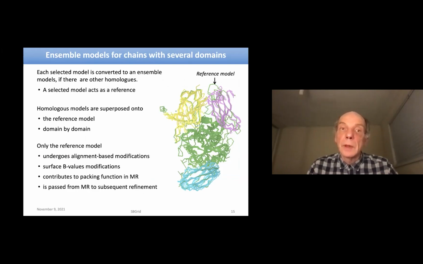And that's how these ensemble models are produced. Each selected model is converted to an ensemble model if there are homologs. The selected model acts as a reference, which is shown in green here in the picture. And homolog models are superposed onto the reference model domain by domain. And only the reference model undergoes alignment-based modification, surface B-factors modification, and contributes to the packing function in MR, and is passed from molecular replacement to subsequent refinement.